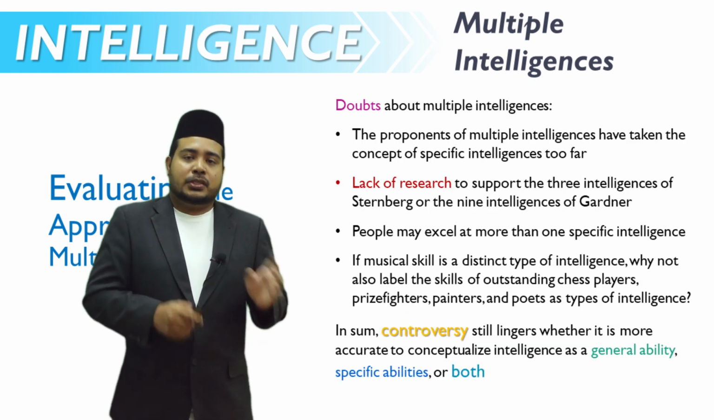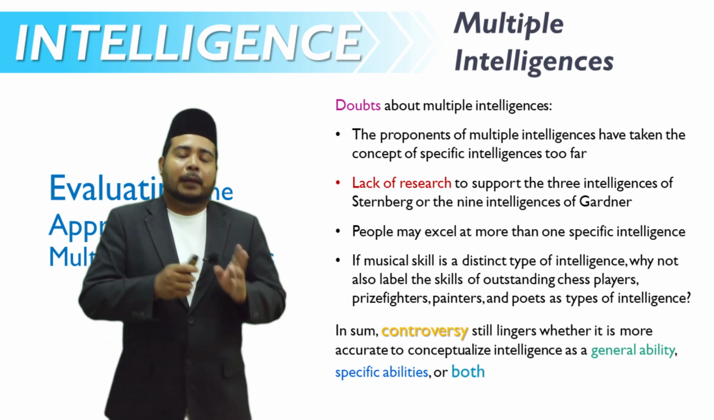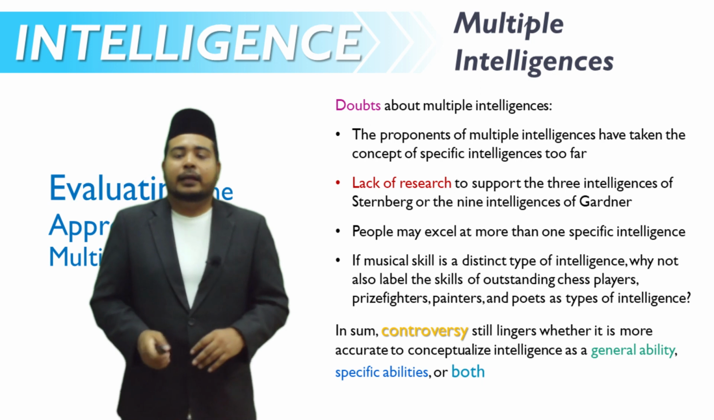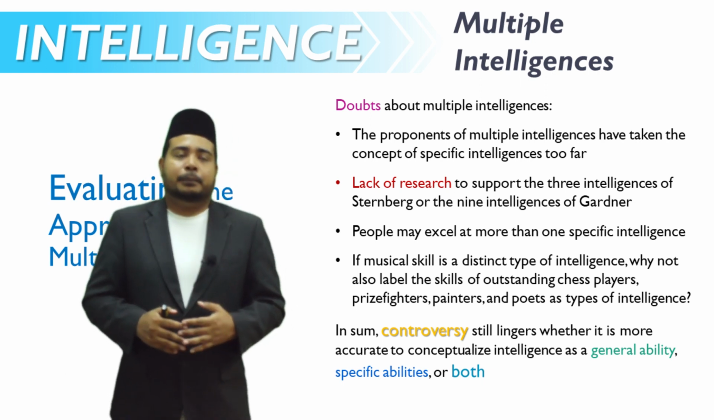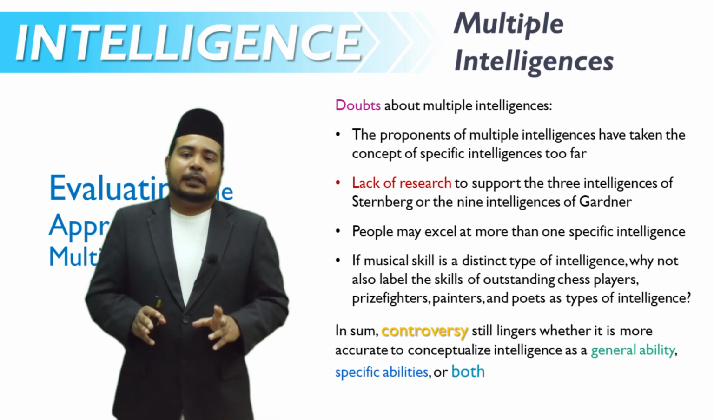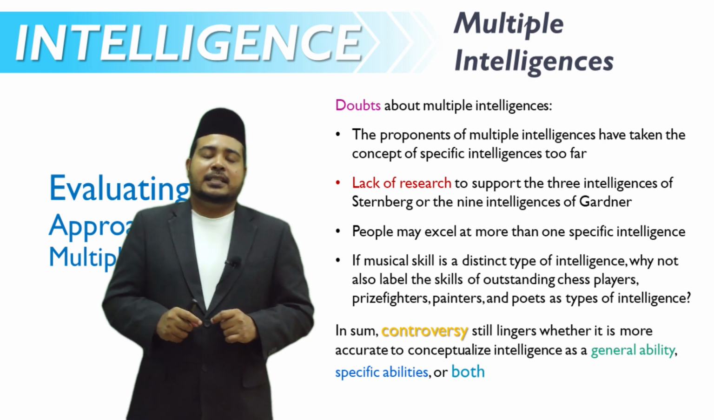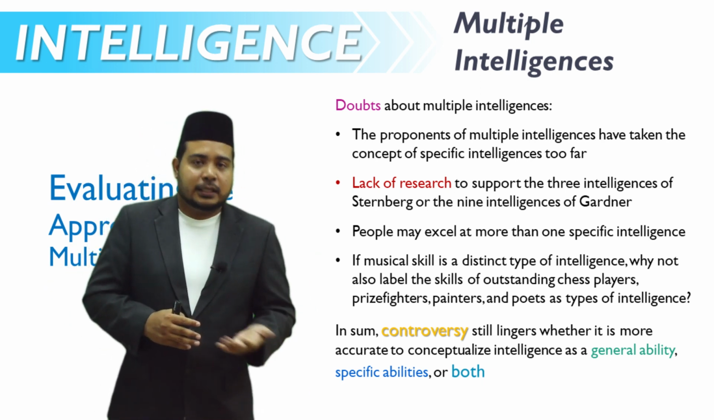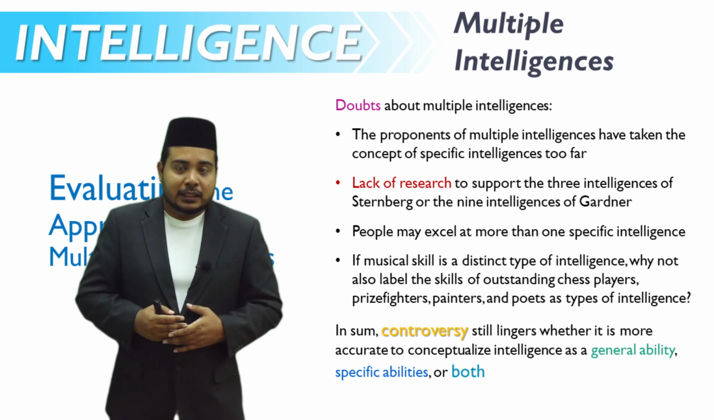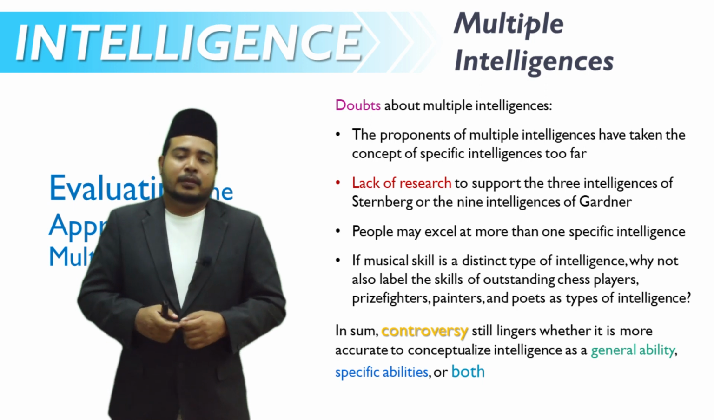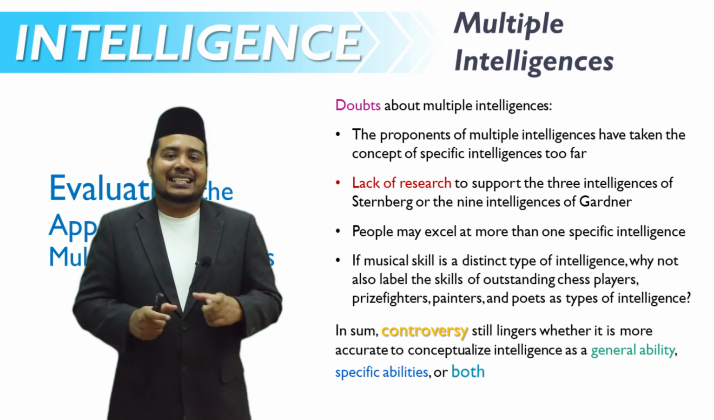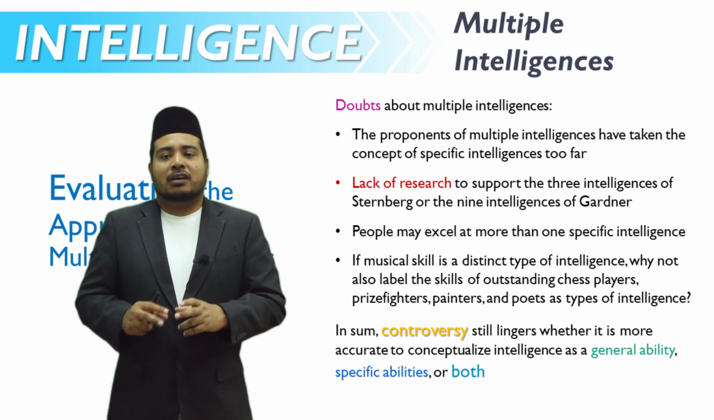Even though there is strong support for applying multiple intelligence concepts in learning and education, there are still some doubts about this perspective. Why? Because there are people who question the proponents of multiple intelligences. This perspective has taken the concept of specific intelligences too far. If you talk about music, or athletics, there could be so many types of intelligence, such as people who are good with imagination, for example. There is also still a lack of research to support the 3 intelligences of Sternberg or even the 9 intelligences of Gardner.